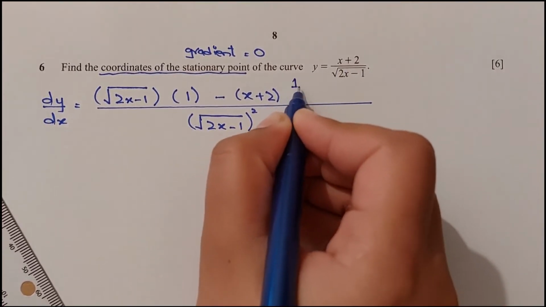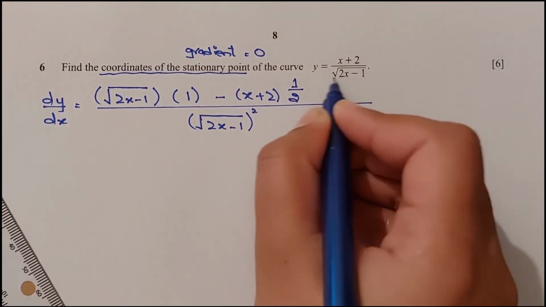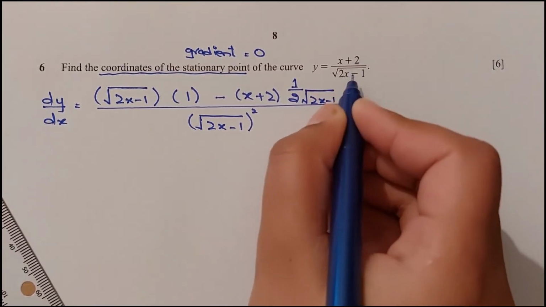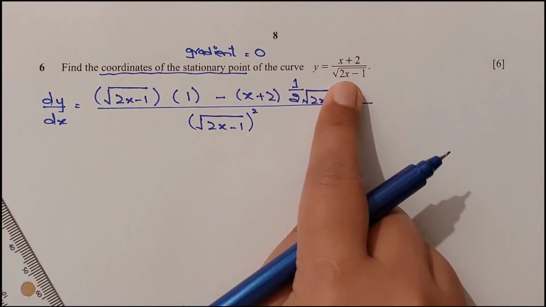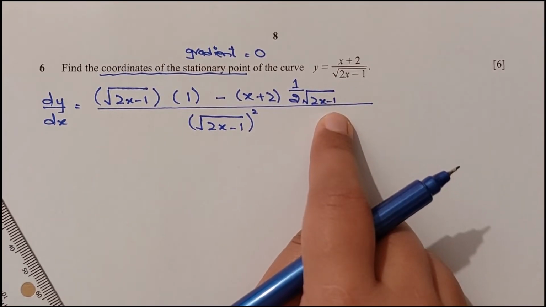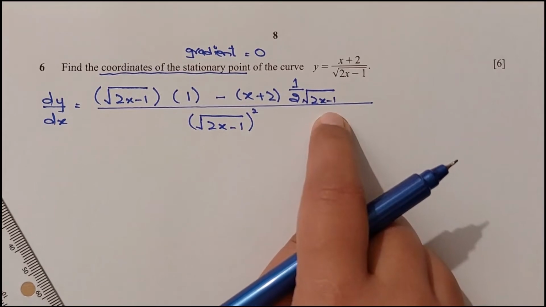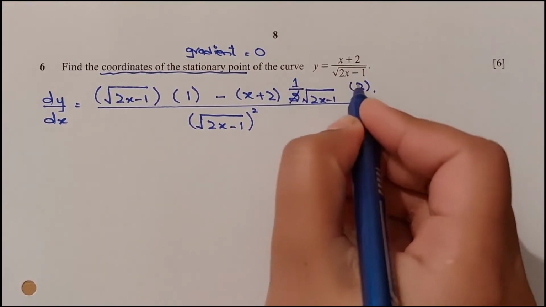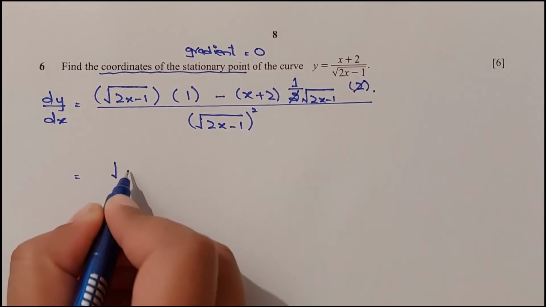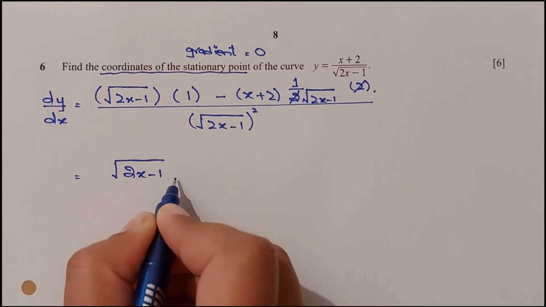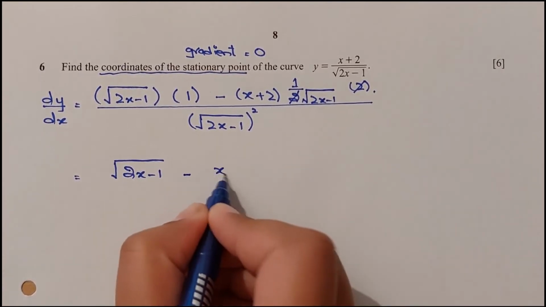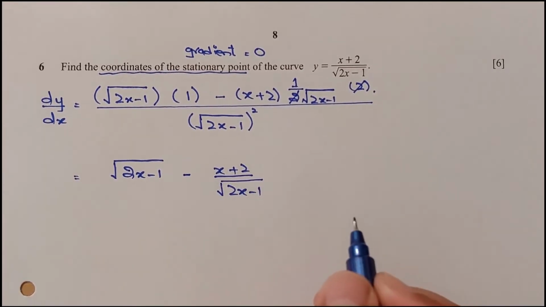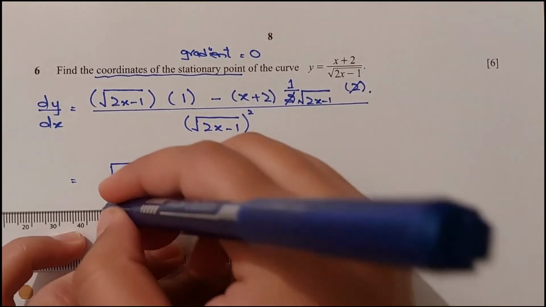So the power rule gives 1 divided by 2 times the square root of 2x minus 1. First we write down the power, that is 1 by 2, and then the base function 2x minus 1 with its power minus 1. 1 by 2 minus 1 is negative 1 by 2, that is why I divided in the denominator, and the derivative of 2x minus 1 is just 2. So we can cancel these 2's. Now we have the square root of 2x minus 1, and then subtract x plus 2 divided by the square root of 2x minus 1, right?